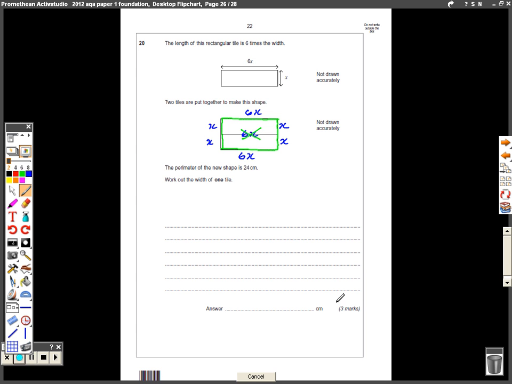3 marks for the question. I need to write some working down. Well, the perimeter is going to equal 6x plus 6x plus, those are the 2 long sides, and then we've got 4 x's there. I'll write them down as x, add x, add x, add x. So the perimeter comes to 6x, 6x, that's 12x, 13, 14, 15, 16x.